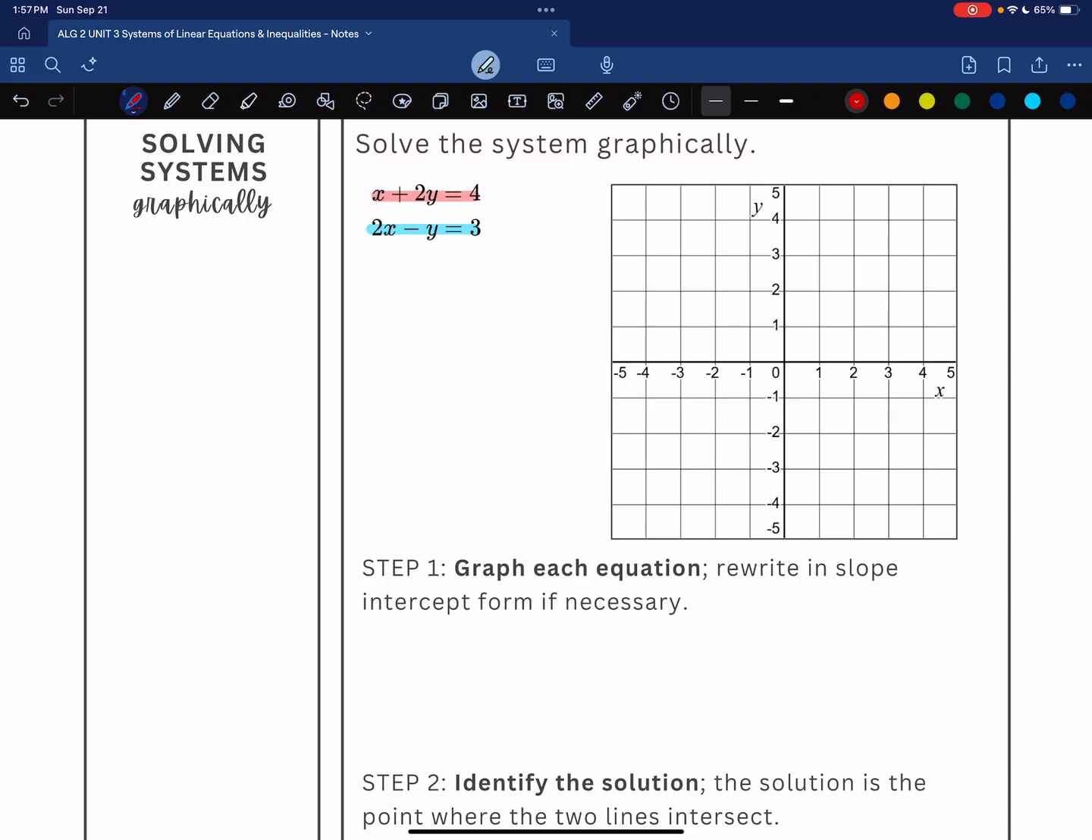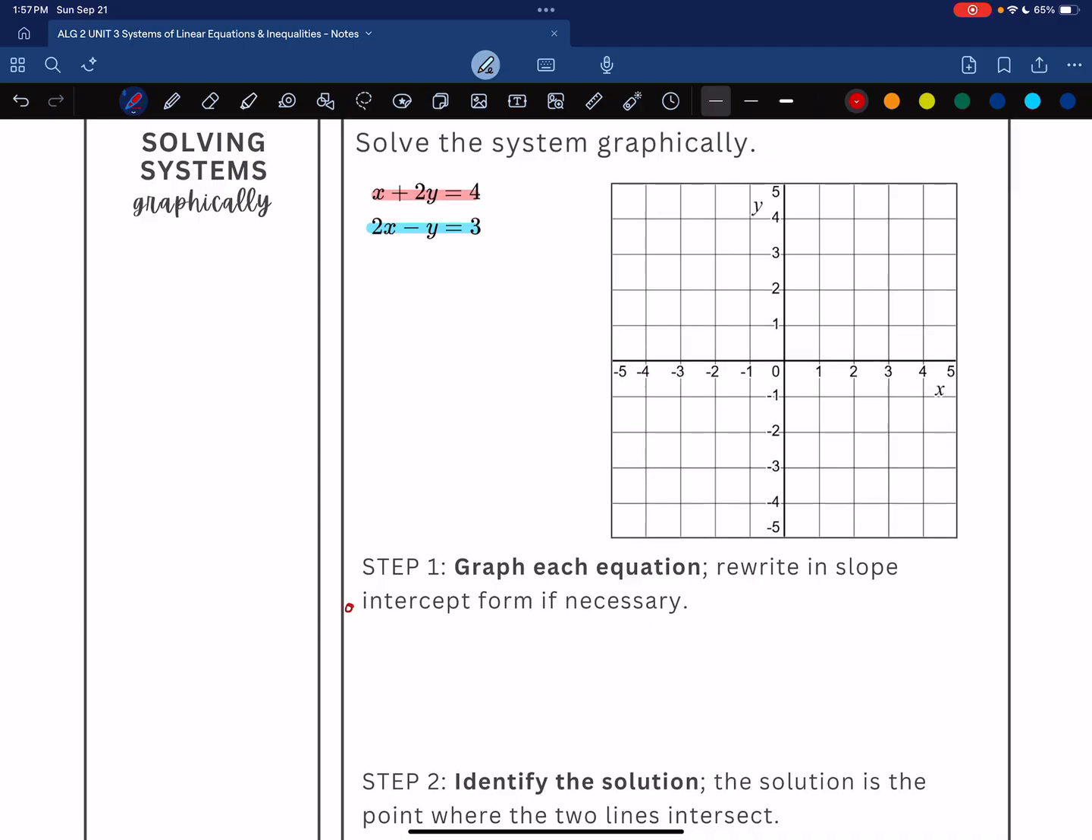Because they're not denoted with function notation, it's good for us to use different colors so we know which one is which. So step number one, we're going to graph each equation, but before we can graph these two in particular, we need to rewrite them in slope-intercept form. Remember slope-intercept form. I'm going to write that in the margin.